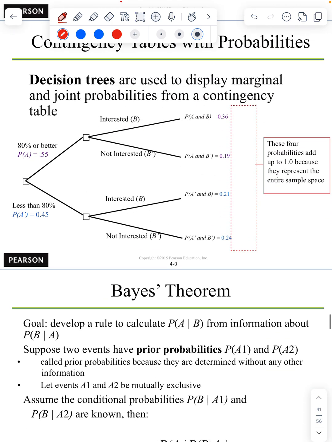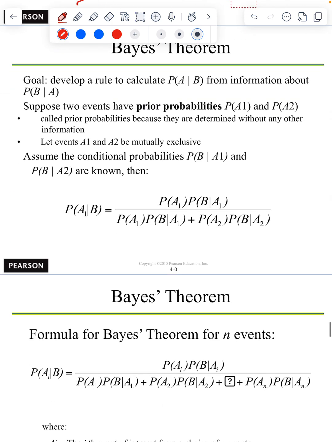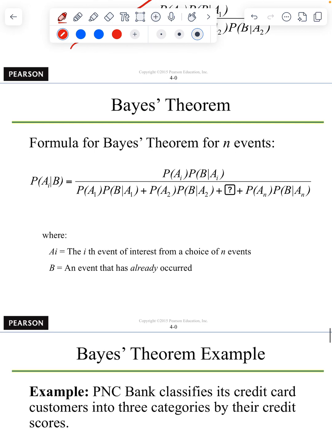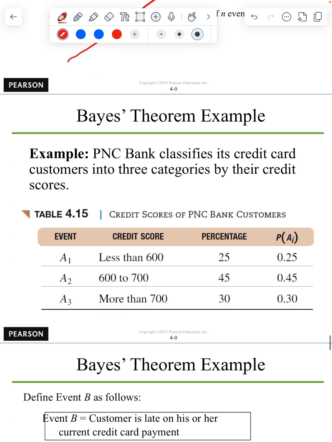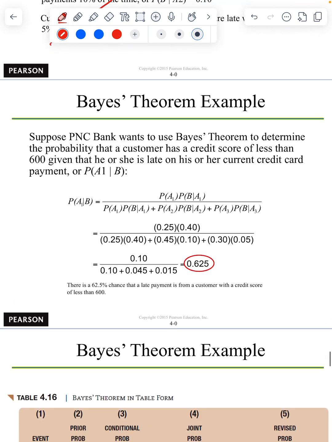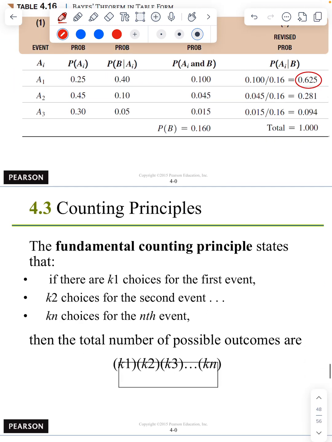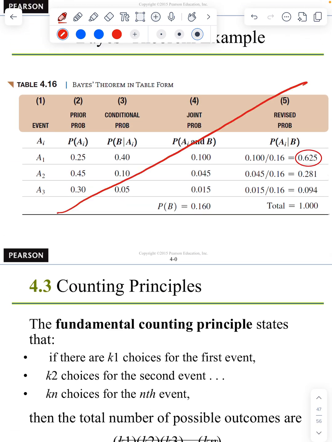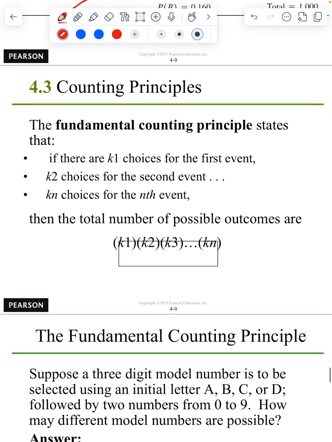I'm not going to give you decision trees. I'm not going to give you Bayes' theorem. Doesn't mean that you can't look at it, but we're not going to go over this. You won't be tested on it. But let's look at the counting principles.